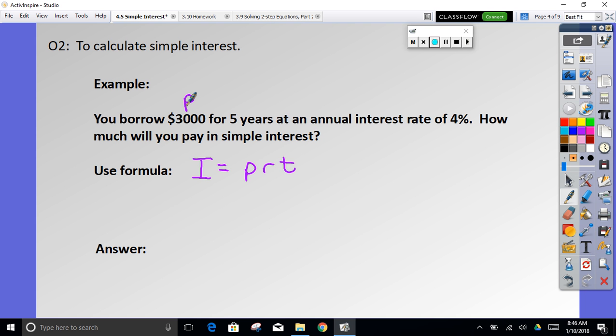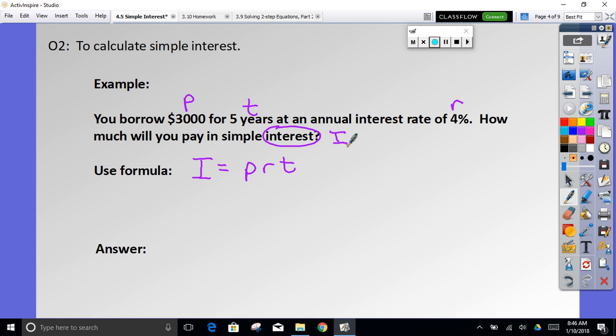How about 5 years? Violet? Time. An annual interest rate of 4%. Grace? Would it be R? It would be R. It would be the rate. It's telling you the interest rate of 4%, and it's asking you how much you're going to pay in interest. That's our I. So you're finding I.